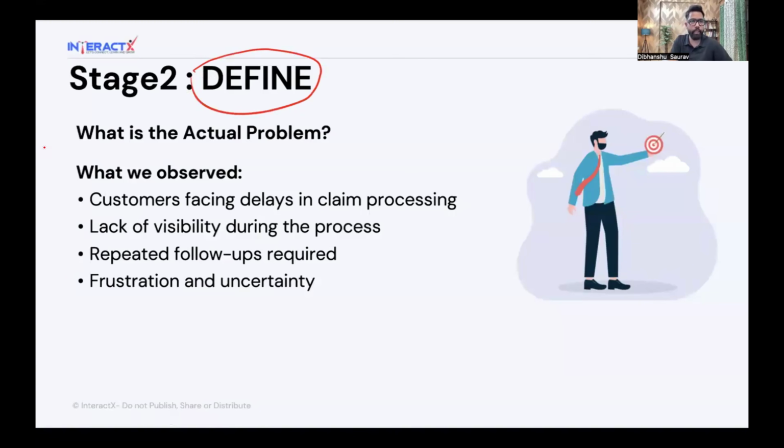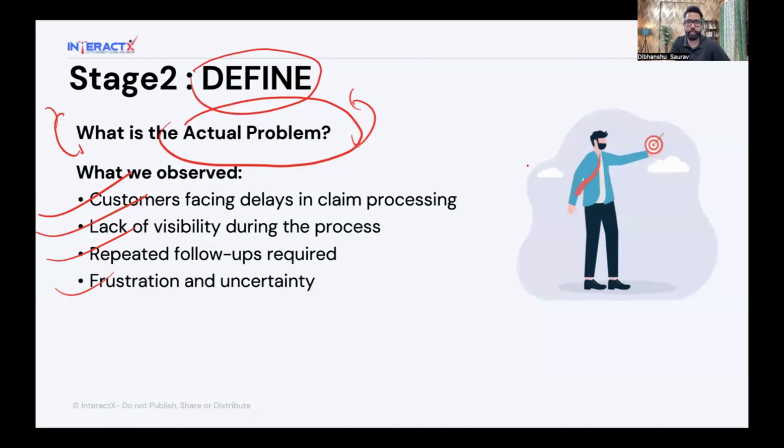Stage 2 is where our focus is going to be identifying what actually is the problem. Out of those set of problems that we might think is the real problem, we have to define what is the actual problem that we have to cater. So what is our observation? Customer facing delay in claiming process, lack of visibility during the process, repeated follow-up required, frustration and uncertainty. These are our observations as far as that given problem statement is concerned.